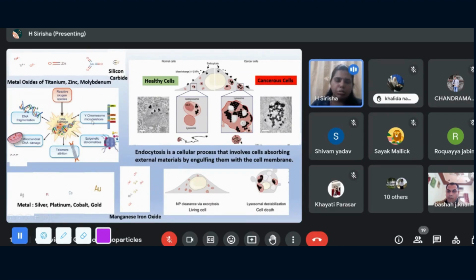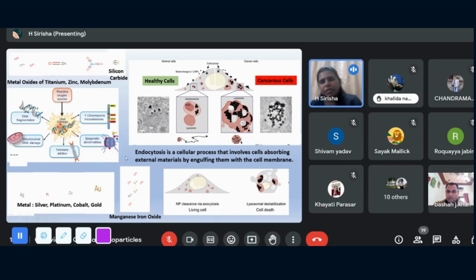It can cause a chromosome deletion, which can cause a congenital or genetic aberration. It can cause an epigenetic abnormality. It can cause telomere attrition, which can lead to cell senescence and aging. Then it can cause mitochondrial DNA damage, which can cause cancer-like symptoms, and it can cause DNA fragmentation. That is, SNPs and variations can be seen.